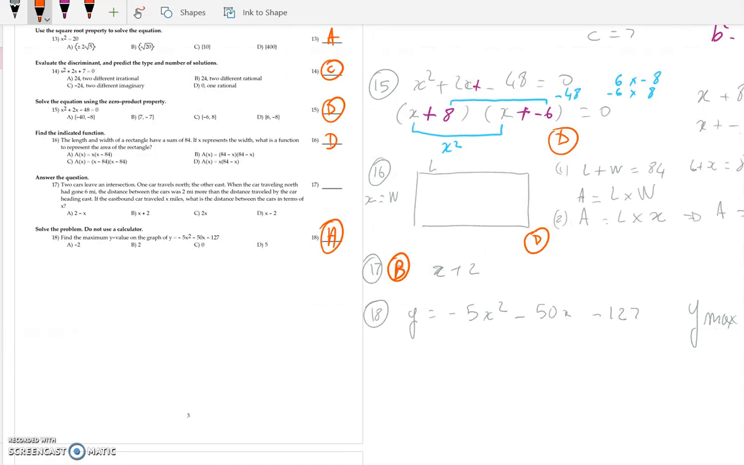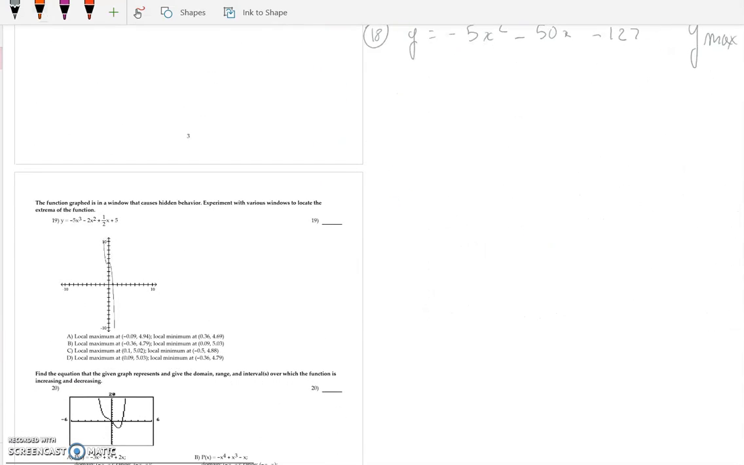All right, problem number 19. On this problem number 19, we have the function y equal minus 5x cubed minus 2x squared plus 1 over 2x plus 5. And the question is, the function graph is in a window that causes hidden behavior. Experiment with various windows to locate the extrema of the function.